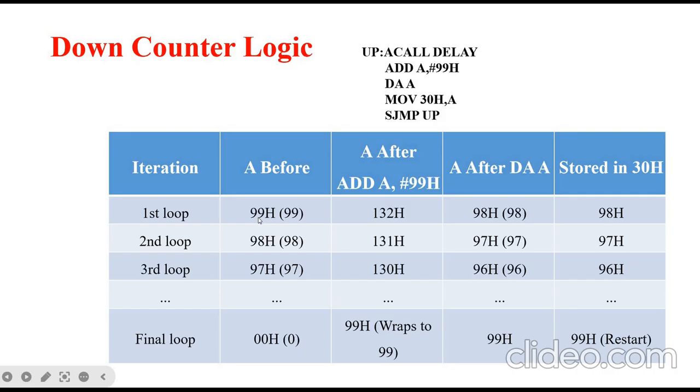So initially it was 99 in the accumulator. After these two instructions, that is ADD A, #99h and DAA, your value in the accumulator will be 98h. Similarly, in the second loop, now the value in the accumulator is 98h. So when you add 99 to this, you will get 131h. Then after the decimal adjust after addition instruction, it will be 97 in BCD. So it will be stored in the memory location as 97h. Similarly, it will continue up to 00h and it will restart once it reaches the 99h value.